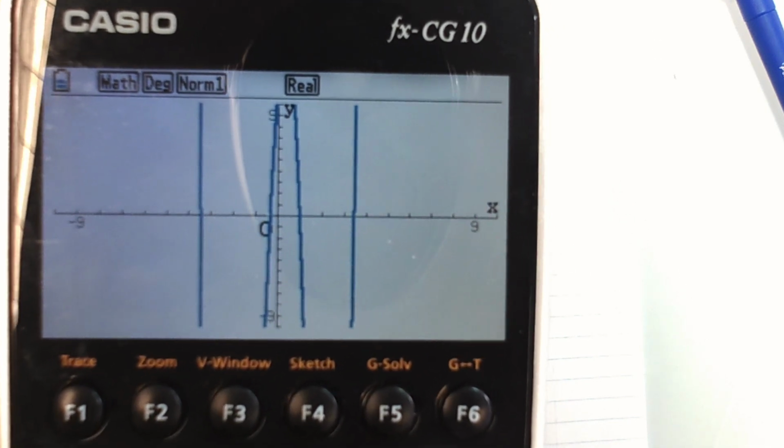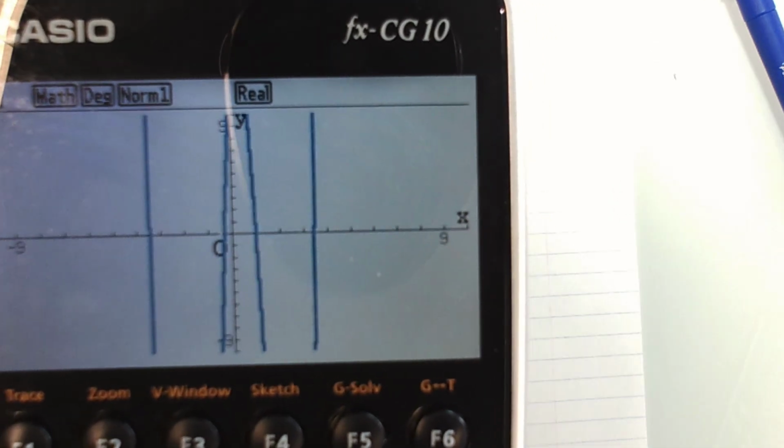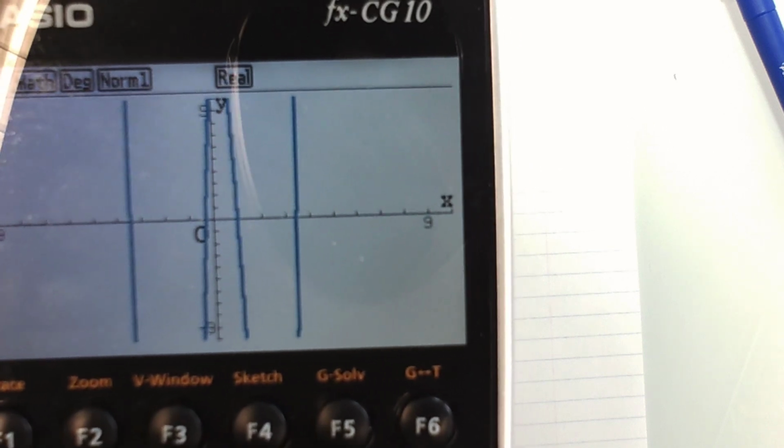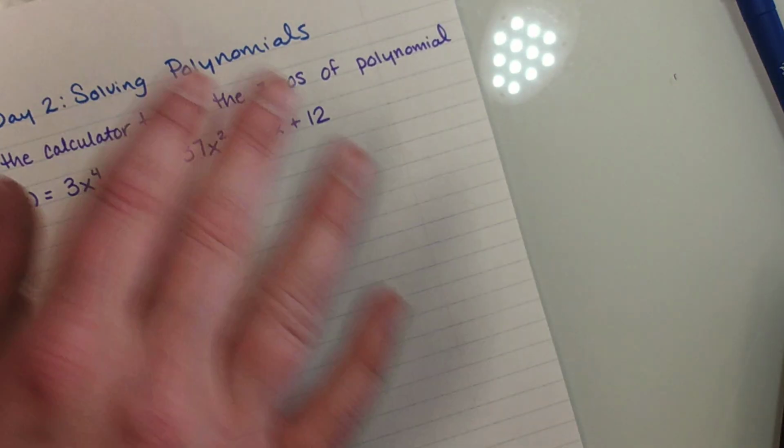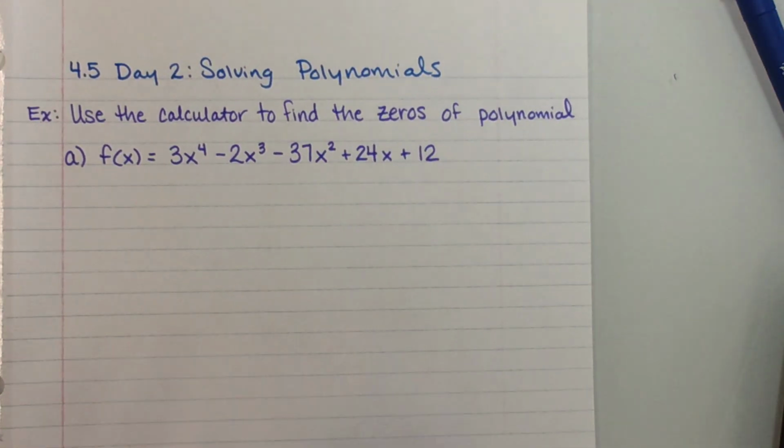Can you see the entire graph? No. Do you need to see the entire graph? Also, no. Here's what we're trying to get from the calculator. We're trying to use the graphing calculator to give us a zero, to give us something we can work with. We're trying to get the calculator to give us at least one x-intercept that we can clearly see.